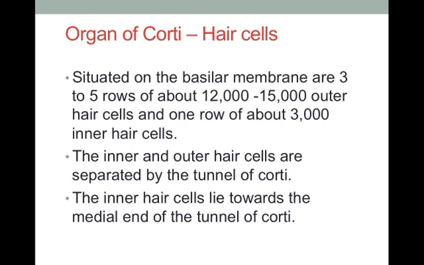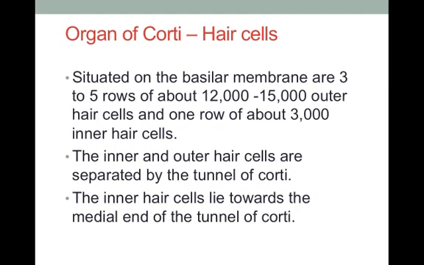So situated on the top of the basilar membrane, as I said, are 3 to 5 rows of outer hair cells. So in total, on average, we have about 12,000 to 15,000 outer hair cells, while we have only 1 row of inner hair cells, about 3,000 inner hair cells. So we've got this tunnel of Corti separating the inner and outer hair cells, with the inner hair cells being toward the medial end of the tunnel of Corti. In other words, it's towards that central core or modiolus.